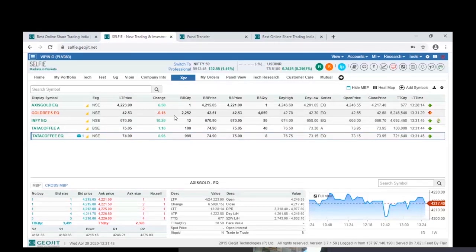Okay, 100. Because if you take a gram, it is around 4,200, correct? Yes. Because if you see Axis Gold, it is trading at 1 gram. You can see the price as 4,223, but here it comes to 1/100th of a gram. So it comes to 42.